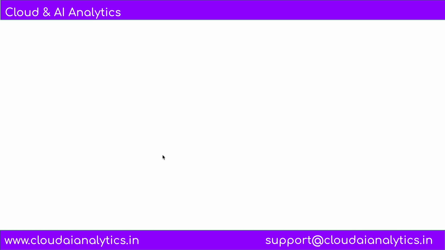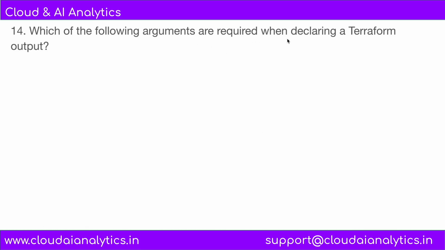Moving on to the next question. Which of the following arguments are required when declaring a Terraform output? You should focus on this part of the question: required when declaring a Terraform output. Option A sensitive, option B description, option C default, and option D value. Pause the video, go through the question, understand it, and then come up with the answer. So that's it. The right answer is option D, value. In Terraform, when declaring an output, the only required argument is value, and the other options like sensitive, description, and default are optional.